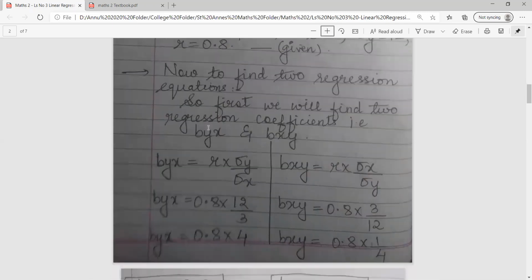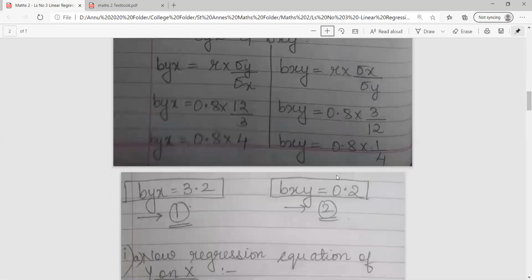One is the long cut method, that we use in the table where values of x and y are given. And the other I had taught you all yesterday, that is finding byx and bxy by using a simple formula. If it is byx, the formula is r into sigma y upon sigma x. And if it is bxy, the formula is r into sigma x upon sigma y. On substituting the values, I get answers like this: byx is 3.2, point number 1, and bxy is 0.2, point number 2.